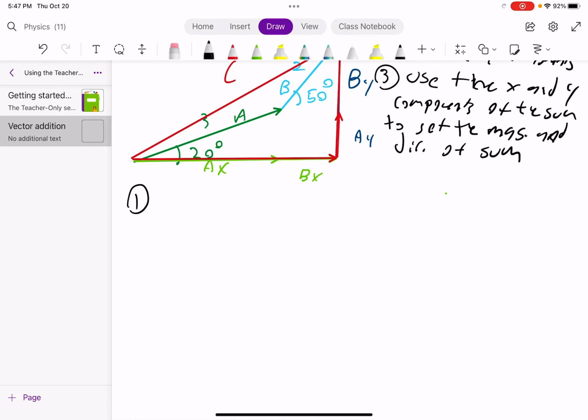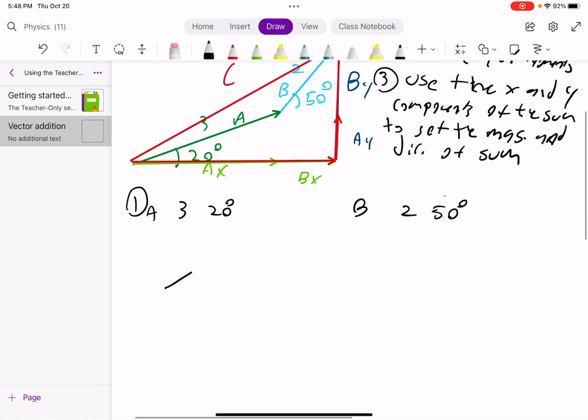A has a magnitude of 3 and a direction of 20 degrees. B has a magnitude of 2 and a direction of 50 degrees. So if we draw out A, we always like to sketch our vectors, it's got a 3 over here, 20 degrees. So this is X and this is Y.